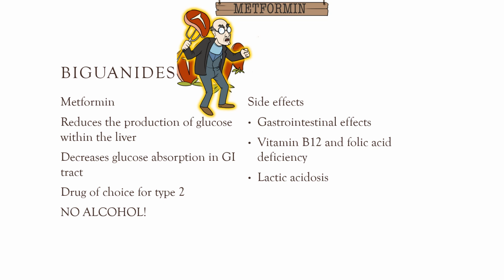Biguanides. This one is huge. This is your metformin. So this is going to slow your liver down. Instead of working on the pancreas to make insulin, this is going to slow the production of glucose in your liver so that your glucose doesn't go as high. Because of this, there is a decreased glucose absorption rate in the GI tract. This is going to cause some nausea, vomiting, gastrointestinal effects. Typically, they do subside over time, but sometimes not.